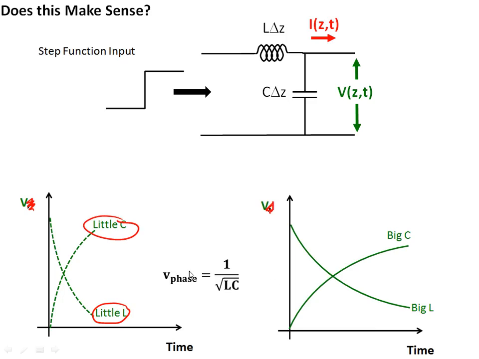So you can derive why the phase velocity depends on the inductance and capacitance of the line, because it simply takes longer for the current to charge that capacitance up. It takes longer for things to change when you have a big inductance, and thus the wave moves more slowly.